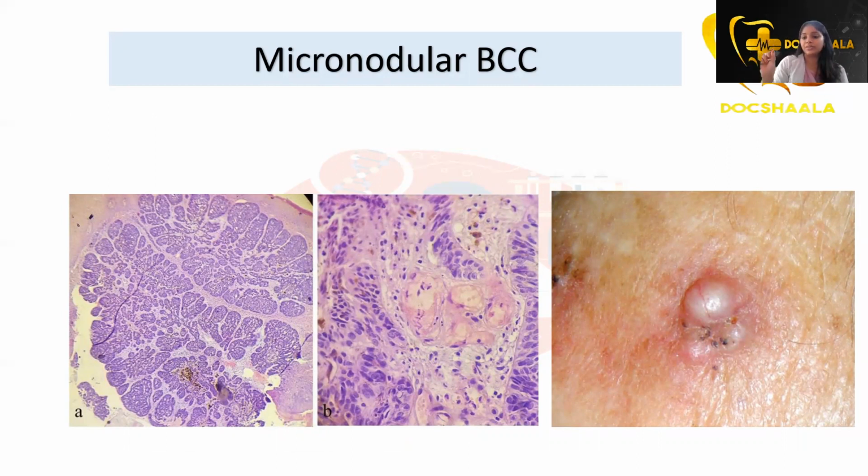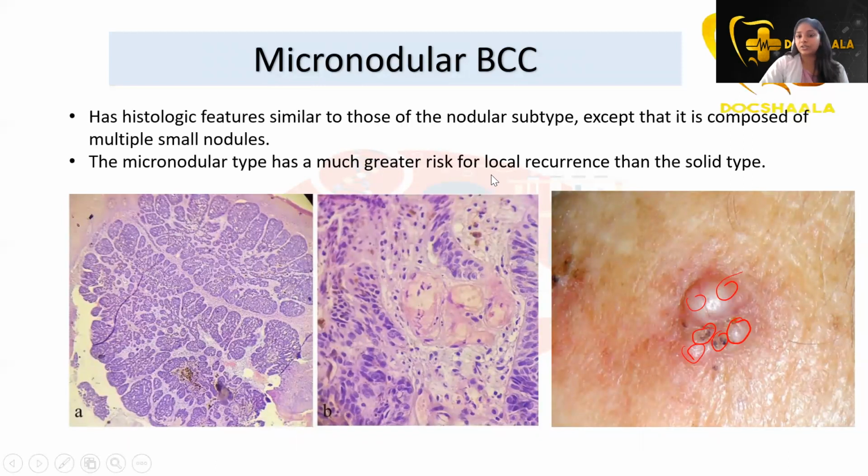In micronodular BCC, we have multiple nodules, micronodules like this, right? Similar to the nodular subtype, but the basaloid structures are divided into multiple nodules, as you can appreciate. The micronodular type has a much greater risk of local recurrence than the solid type.